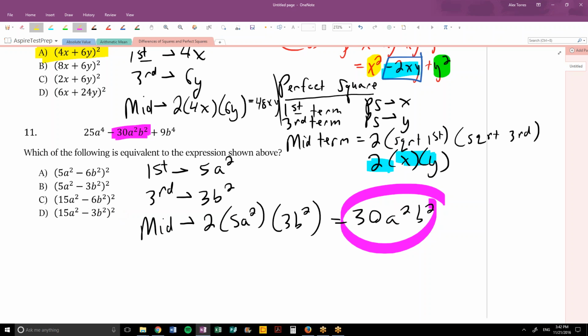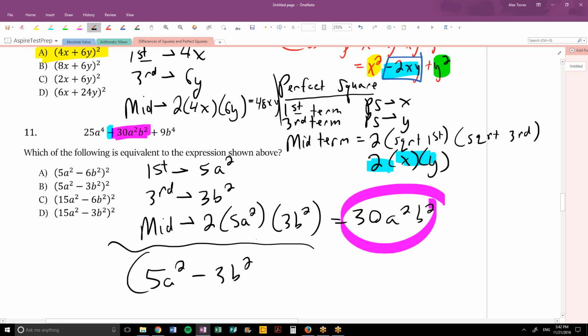But we do have this minus sign, which means that instead of factoring to 5a squared plus 3b squared, it's going to factor to 5a squared minus 3b squared. And of course, that's all squared because we just determined that that trinomial was a perfect square. So the answer for number 11 is choice B.